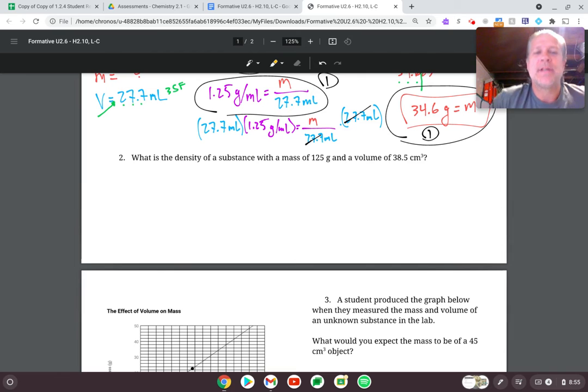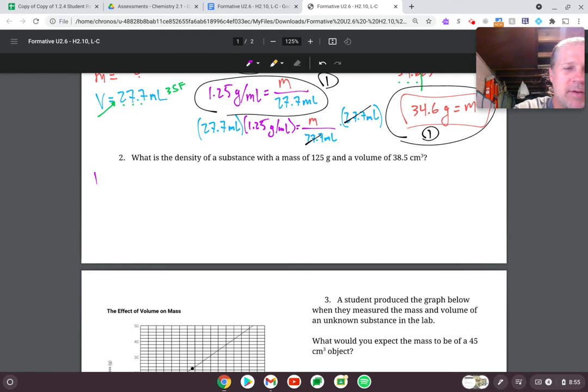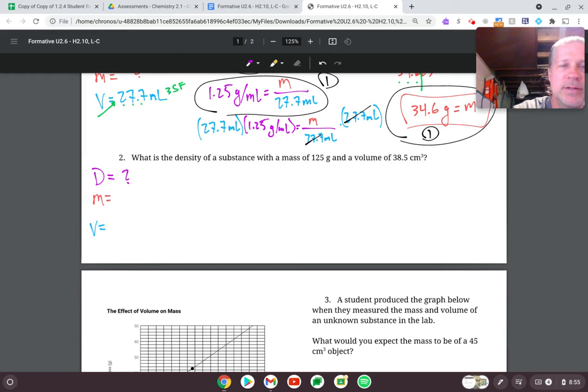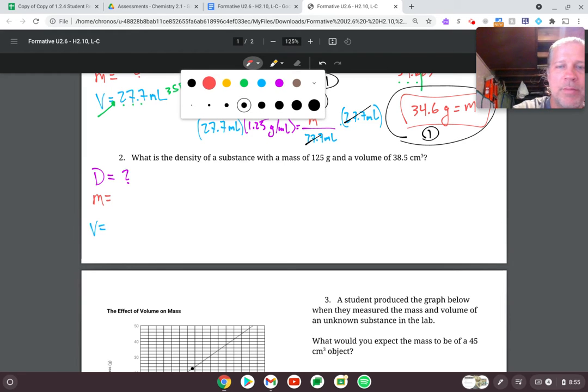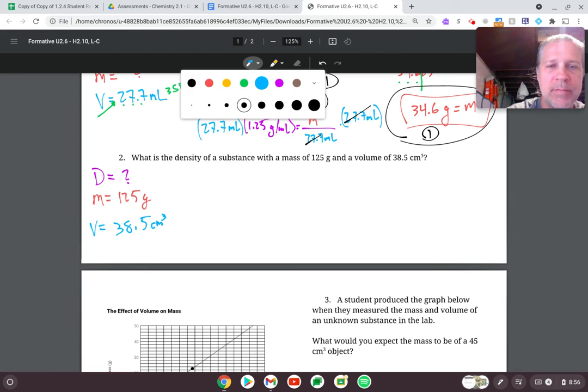Next one says, what is the density of a substance with a mass of 125 grams and a volume of 38.5 centimeters cubed? So I'm going to identify my variables. So density, mass, and volume. The problem is asking me to calculate the density when I know that the mass is 125 grams and I know that the volume is 38.5 centimeters cubed.